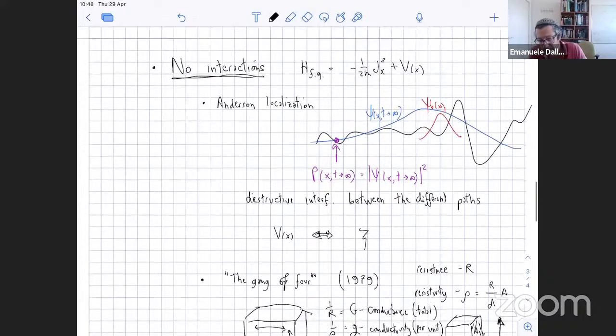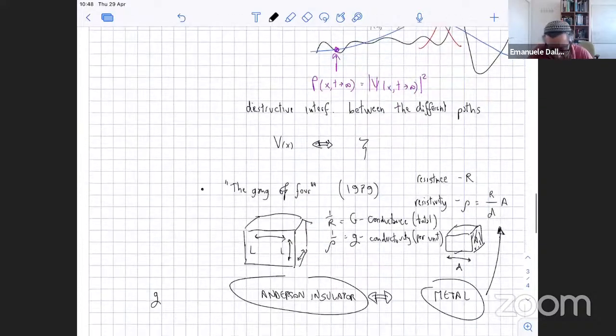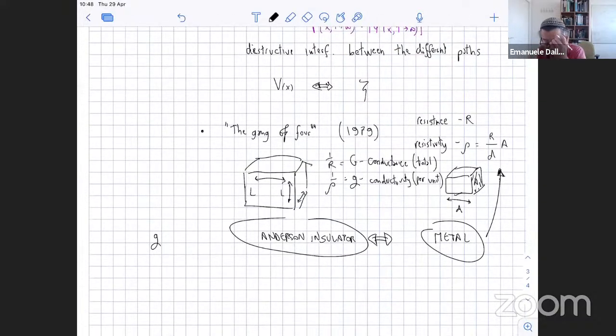Because what is the conductivity? The conductivity is essentially the probability of having an electron that passes from one side to the other. So the bigger the material is, the less probability you have that such an event will occur. And so the assumption of the Gang of Four, based on the idea of Anderson localization, was to assume that there are materials, which they call Anderson insulators, in which the conductivity will go like e to the minus L over xi. The bigger the material is, the less conductivity you have, but in an exponential way.